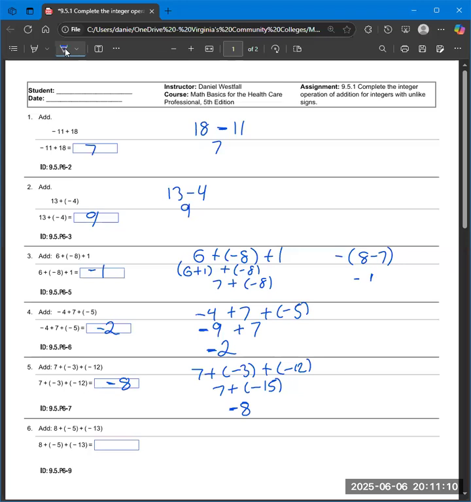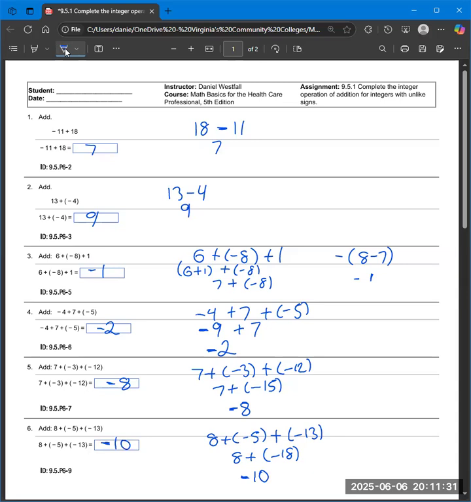Now let's look at 8 plus negative 5 plus negative 13 is 8 plus negative 18. The difference between 18 and 8 is 10. Negative 18 had the bigger absolute value. Keep its sign. That's negative 10.